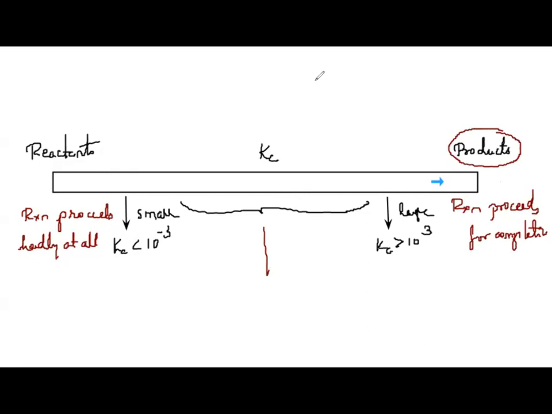But when it is in this range, between 10 raised to minus 3 to 10 raised to plus 3, what can we say here? We can say that both reactants and products, I am not saying they are present half, yes, they are present in appreciable amounts, or you can say they are present at equilibrium. Correct? So this is the first application, for judging the extent of the reaction.